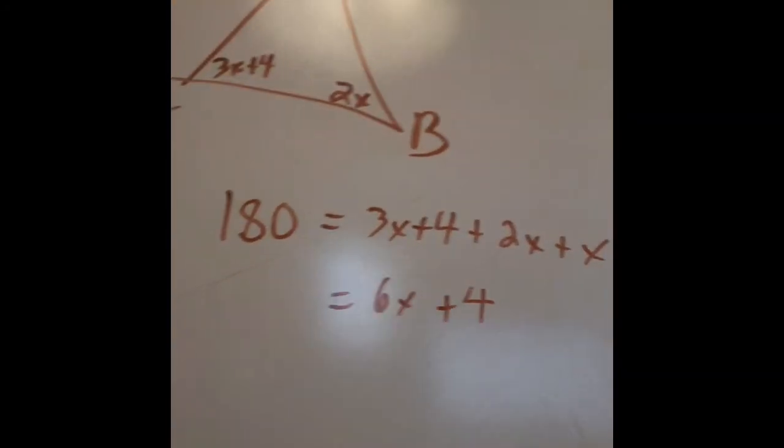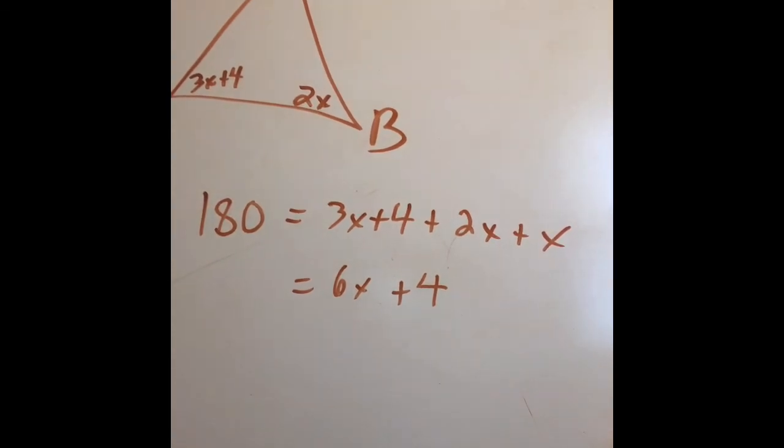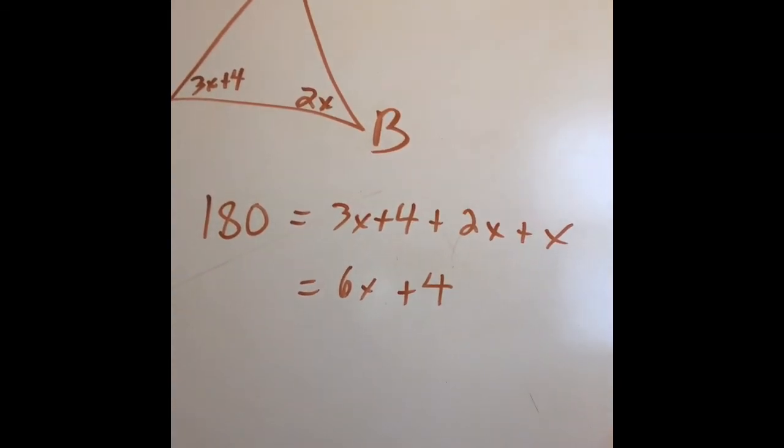Now, same process as before. At this point, the interior angle sum is 180, which is equal to 3x plus 4 plus 2x plus x. Just adding up the interior angles. Collect my like terms. 3x and 2x and x is 6x plus 4. So there are my next steps. 180 degrees equals 3x plus 4 plus 2x plus x. Simplified, it's 6x plus 4 equals 180.